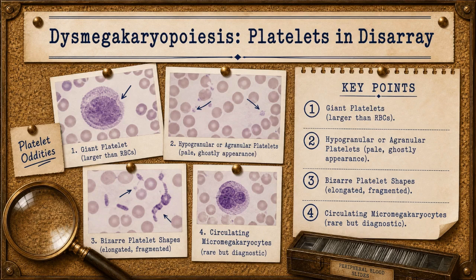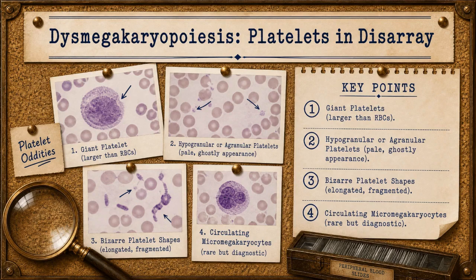A particularly striking and diagnostically significant finding is the presence of circulating micromegakaryocytes. These are small, immature megakaryocytes or megakaryoblasts that are released into the peripheral blood. Normally, megakaryocytes are large, multinucleated cells confined to the bone marrow. Their appearance in the peripheral blood is a clear sign of severely dysplastic and ineffective megakaryopoiesis. When you see these, it's a strong indicator of MDS.